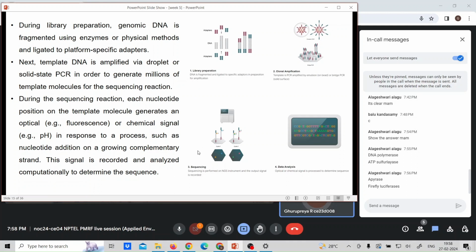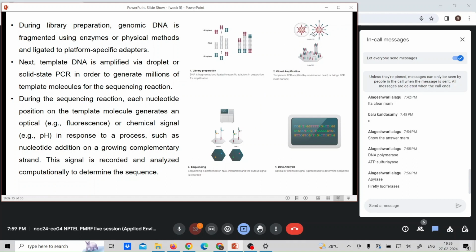Okay, now we'll have some discussion. As discussed in NGS, what we have is library preparation. DNA is fragmented and ligated to specific adapters in preparation for amplification. So these are some adapters, and our DNA will be attached to them. After that, we do the clonal amplification. Clonal amplification is done either by emulsion PCR on a bead or bridge PCR on a solid surface. So this is how it looks.